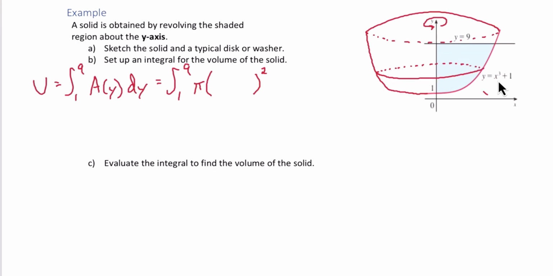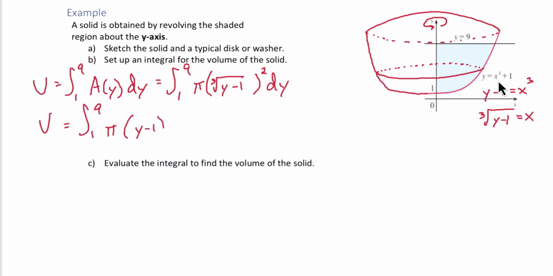So we subtract 1 and then take the cube root. And we now have x in terms of y. That's our radius: the cube root of y minus 1. And then we have dy on the end. We can simplify this a tiny bit. This will be the integral from 1 to 9 of pi times y minus 1 to the 2/3 power dy.